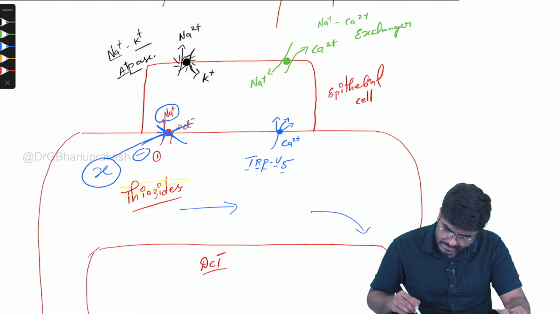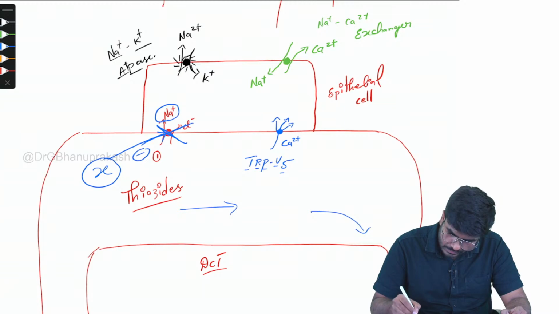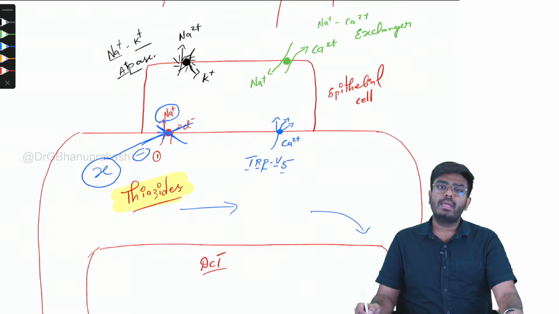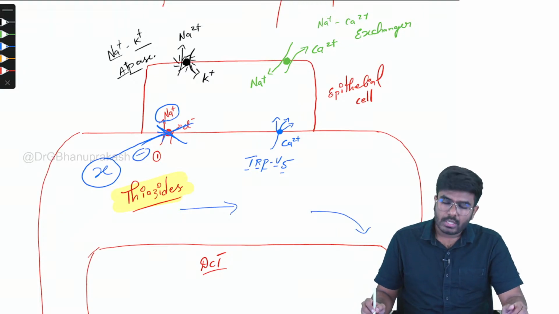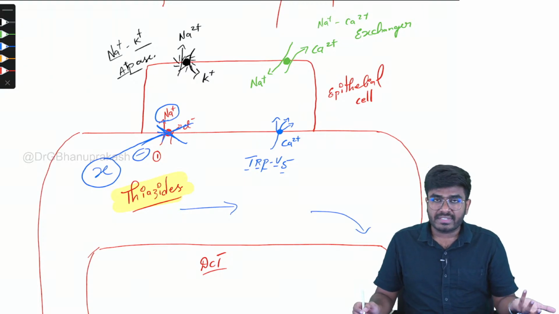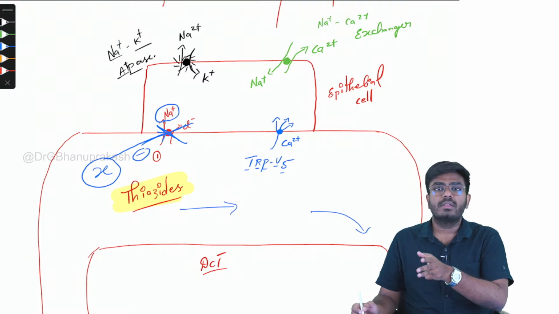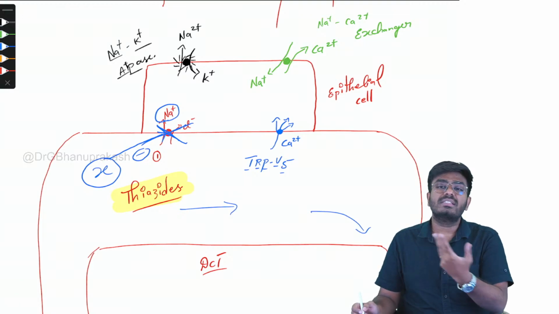Okay, so thiazides are the diuretics which inhibit the sodium chloride importer. Why are thiazides called diuretics? Because sodium reabsorption is not happening. Sodium is lost in the urine, so all the water will follow into the urine, causing diuresis.